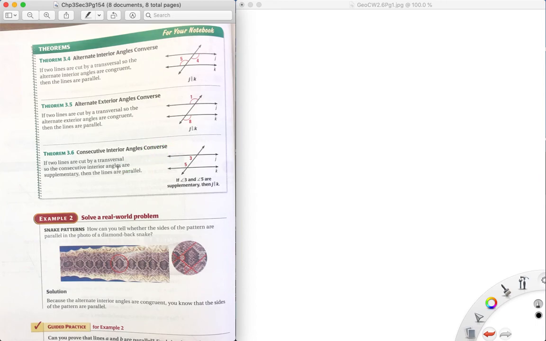Consecutive interior angles converse. If two lines are cut by a transversal so that consecutive interior angles are supplementary, then the lines are parallel. Right? These are supplementary. Therefore, I can say J is parallel to line K.